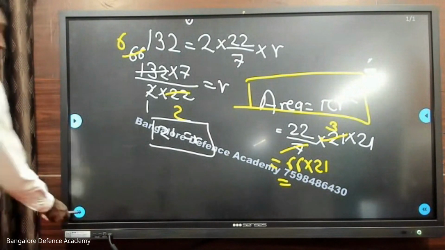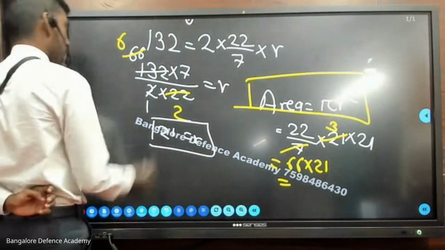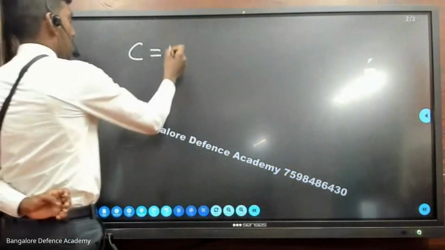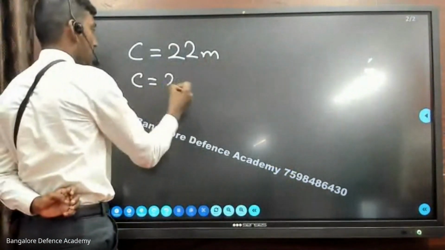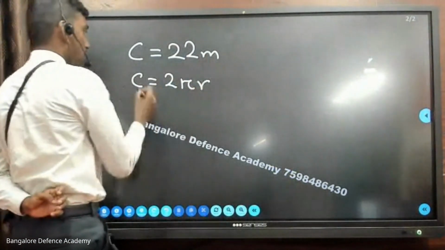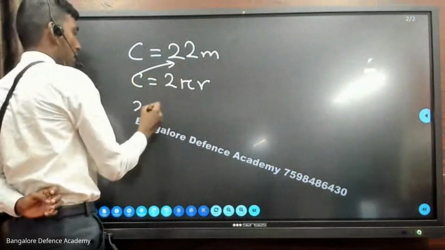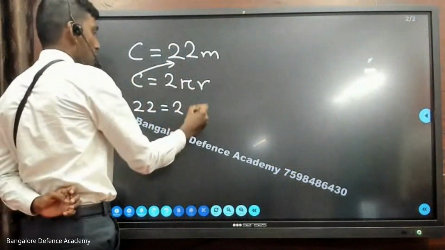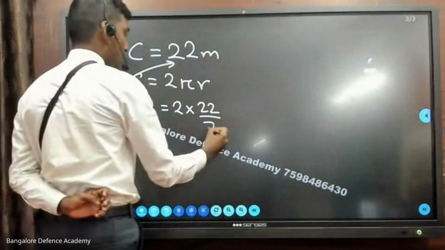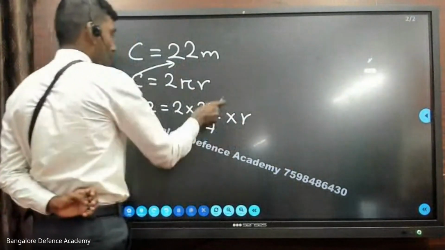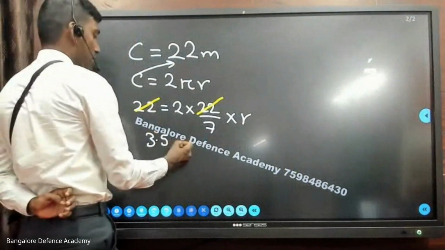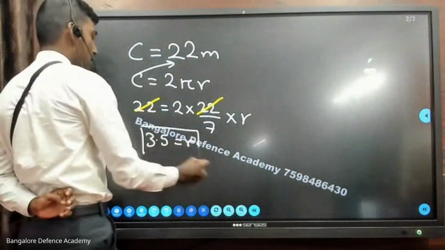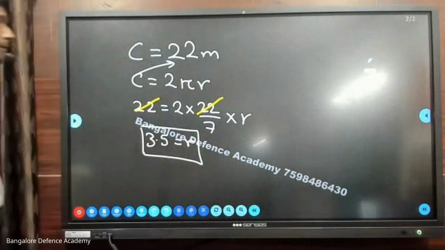Try to do the next one. Circumference they have given 22 meter. I know the formula for circumference, that is equal to 2 pi r. So instead of C, I am going to write 22. That is 2 into 22 by 7 into r. Now 22 gets cancelled. I get radius as 3.5. The radius is 3.5 meter. Is it right? Yes.